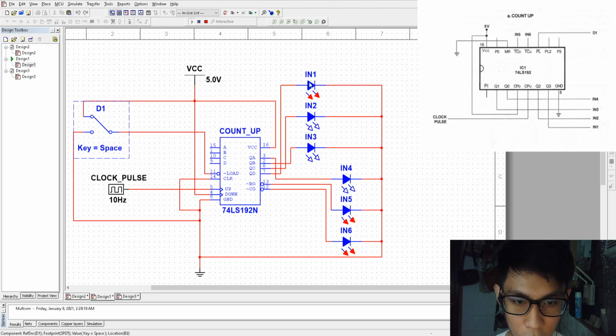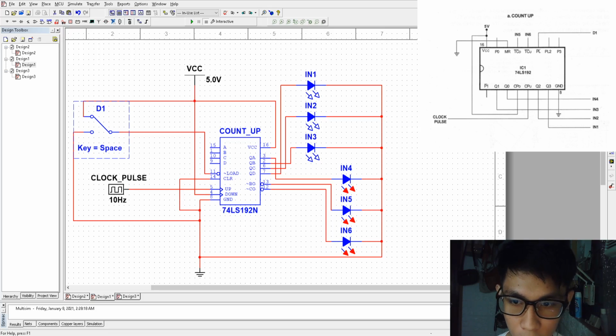After in 1 is at logic level 1, if in 4 is on, in 6 will blink and turn off. Then it will reset, go back to the same pattern as before. So that is the pattern for the up counter. So as you can see, in 6 or the LED 6 goes low when in 1 and in 4 are at logic level 1, in 6 goes to logic level 0.